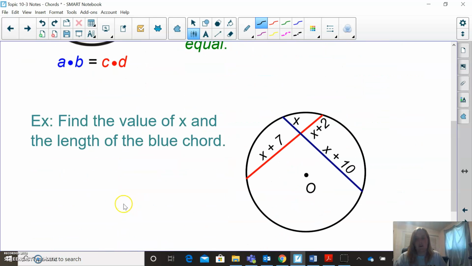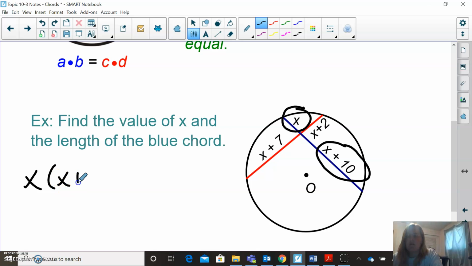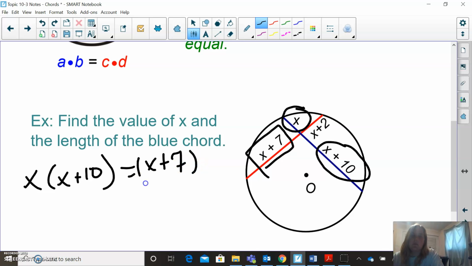So let's try this. Find the value of X and the length of the blue chord. We don't have to find the length of the red chord, just the blue one. What we're going to do is take the parts and multiply them together. So we're going to take the X and multiply it by X plus 10, and then set it equal to X plus 7 times X plus 2.